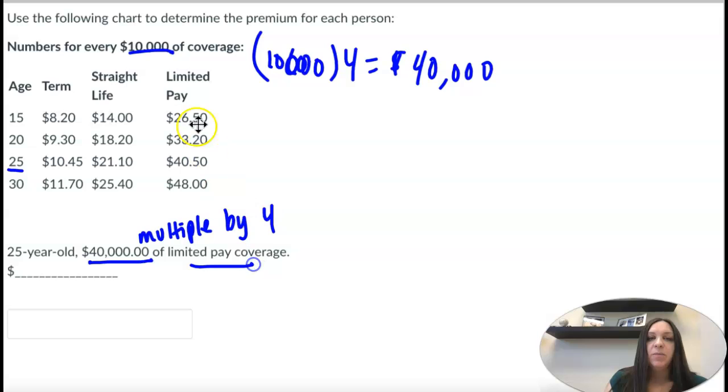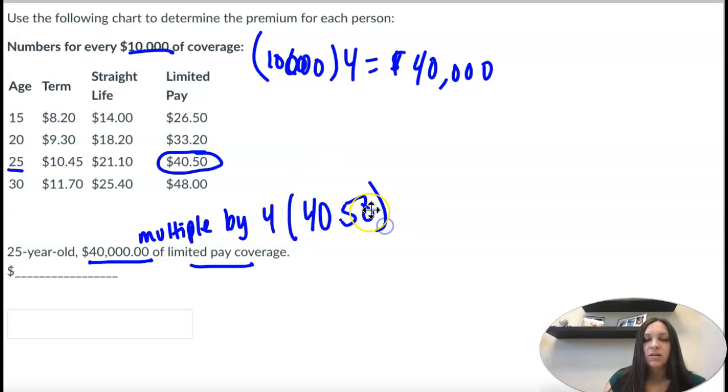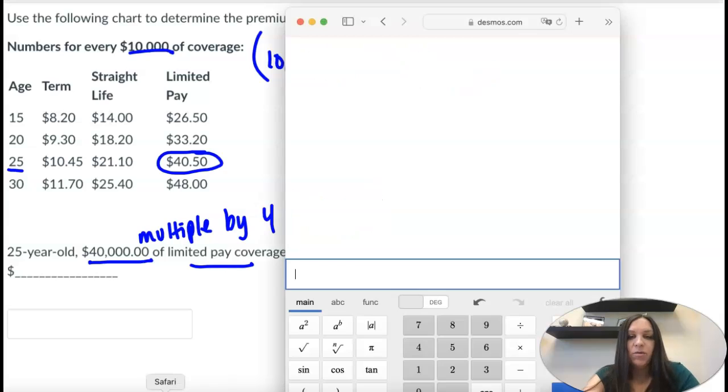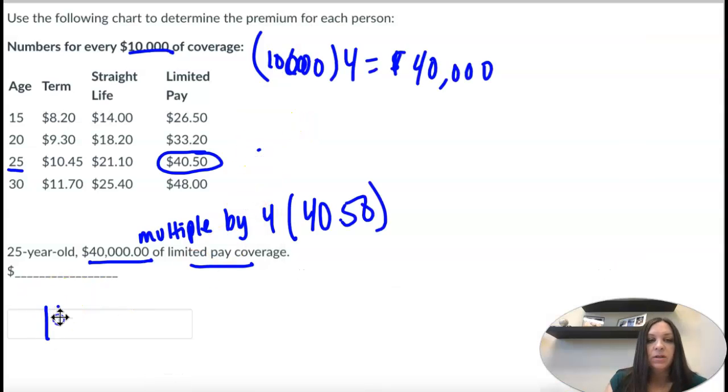Okay, 25-year-old, so right here. And they want limited pay. So see where those meet? Right here. So 40, 50 multiplied by 4. So 162. That's what the premium would be. That's the payment. And you can put the cents or not. You're still going to get it right.